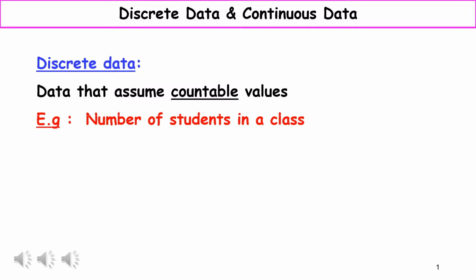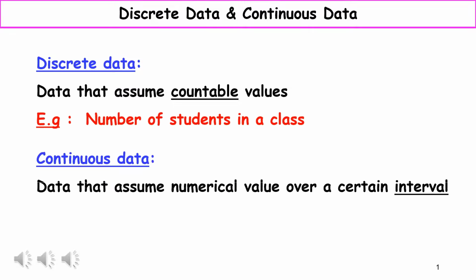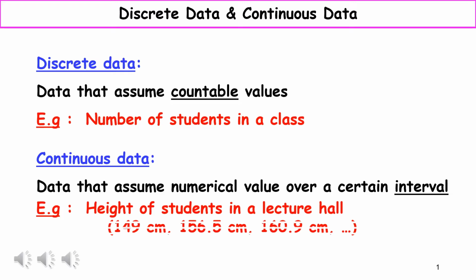Let's look at the difference between discrete and continuous data. Data that assume countable values is a discrete data, whereas data that assume numerical value over a certain interval is a continuous data.